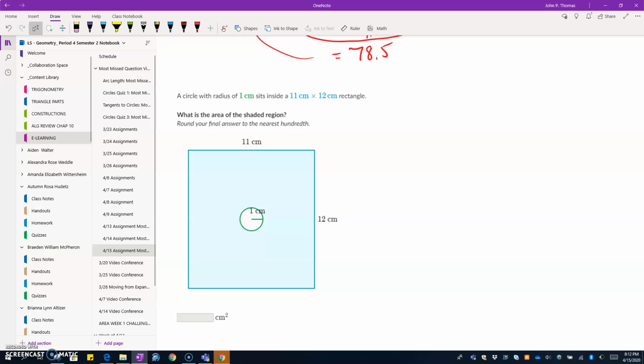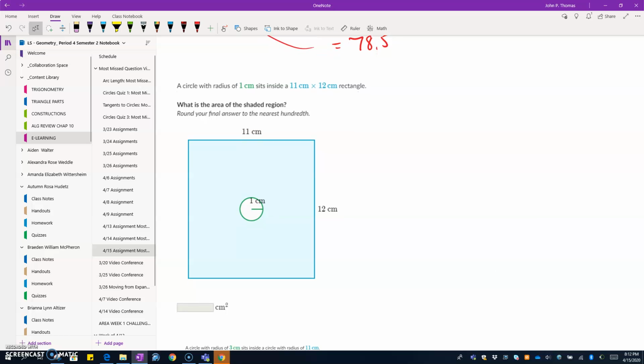I have two problems from shaded region that were troublesome for people. So on this first one it says, what is the area of the shaded region? Round your answer to the nearest hundredth. So shaded regions, we're always going to find an outside area, and then we're going to subtract inside. So area of the outside minus area of the inside. On this one, the outside is a rectangle that's 11 by 12. So that's going to give us an area of 132 for that piece.